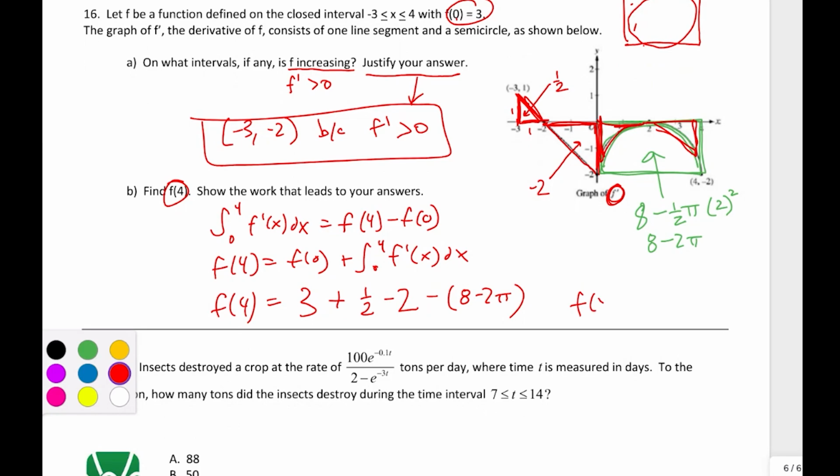Okay, so f of 4 is going to be 3 minus 2 is 1, plus 1/2. Let me combine that minus 8 first. It's too late to be doing fraction arithmetic in my head. Okay, so 3 minus 8 is -5. Minus 2 is -7. Plus 1/2 is -6.5. So -6.5 minus a -2 pi would end up being plus 2 pi. And yeah, that's the value of f of 4.